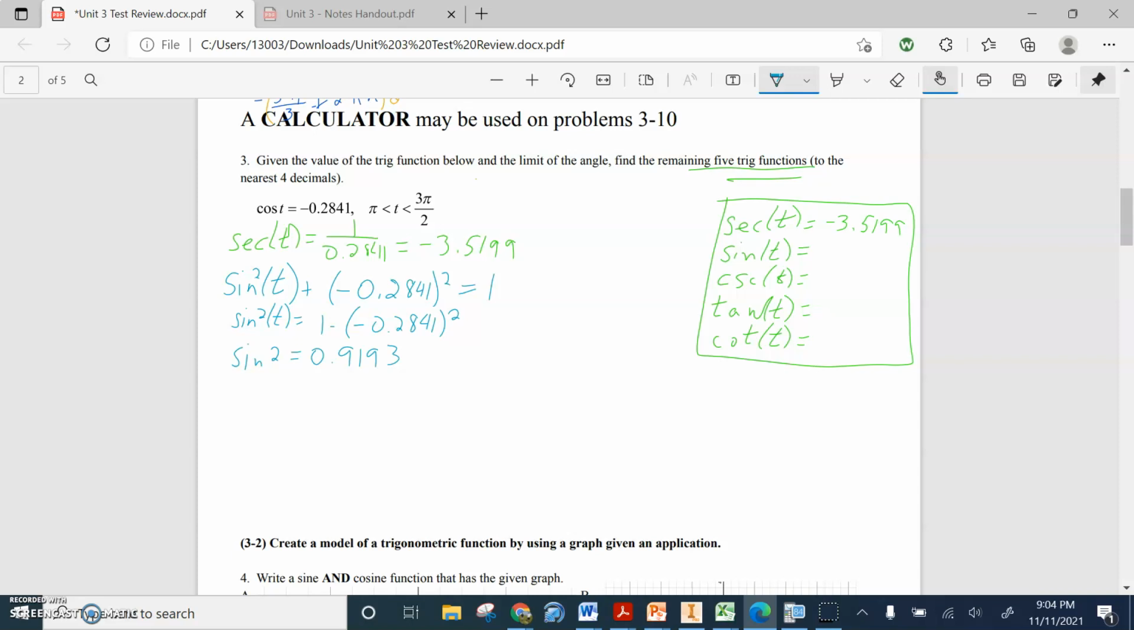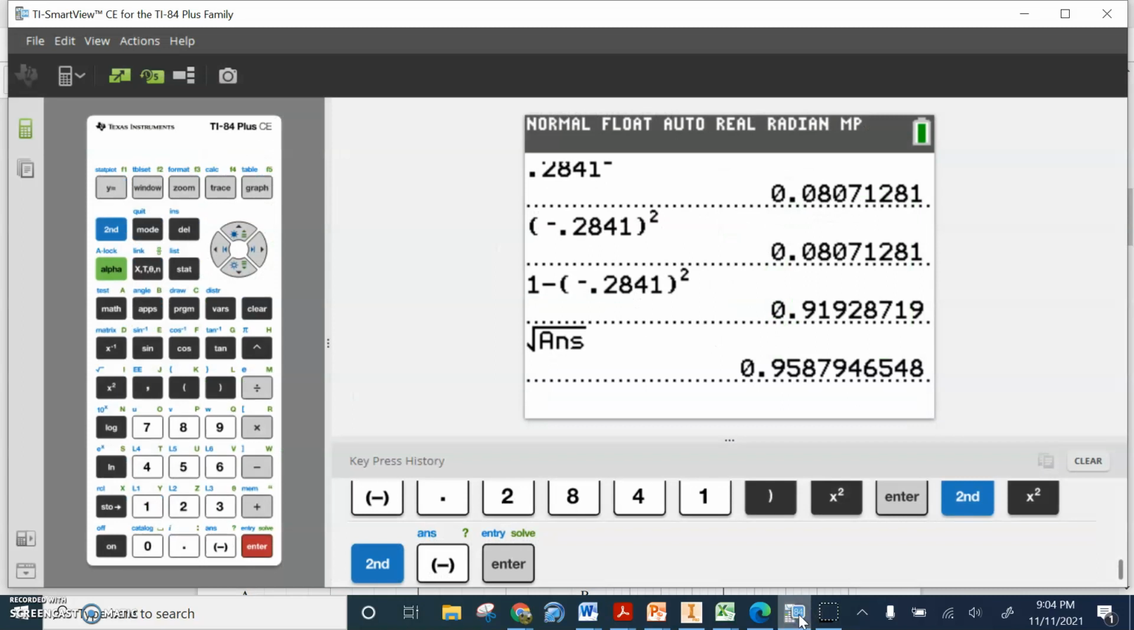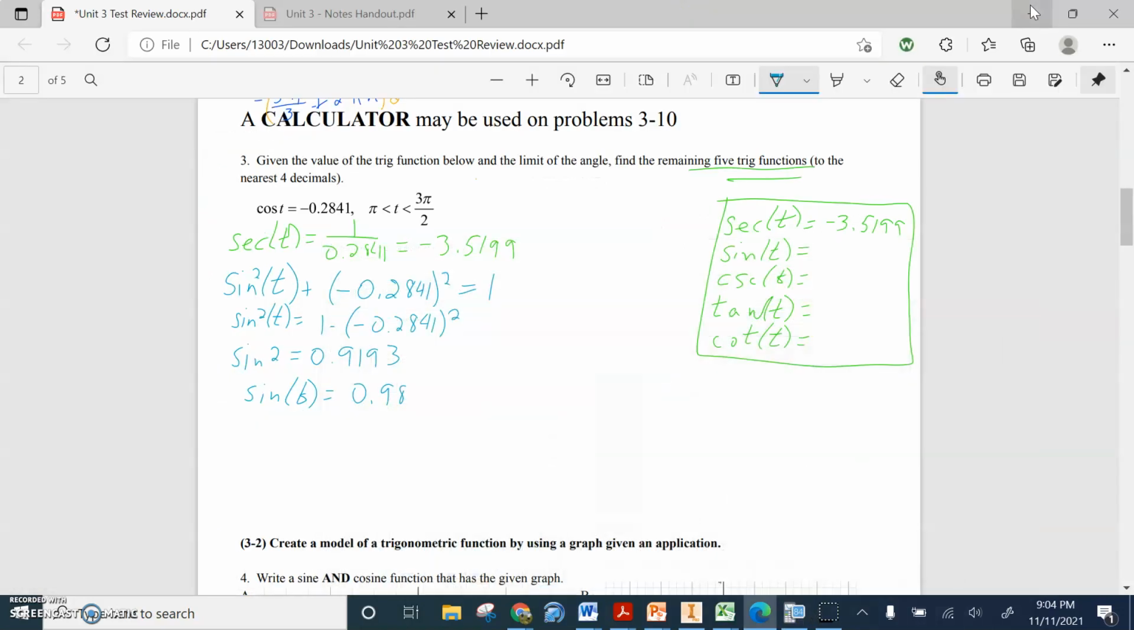If we take the square root, we get sine of t, 0.98 something, maybe. 0.9588. Dang it, that's close. Okay, so sine is 0.9588. Well, we know sine has to be between -1 and 1, so that checks out.